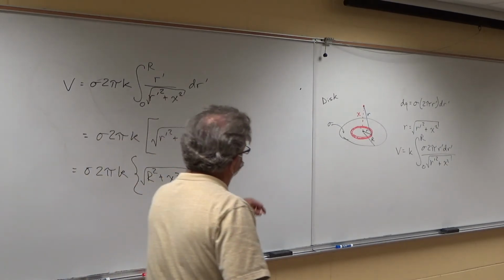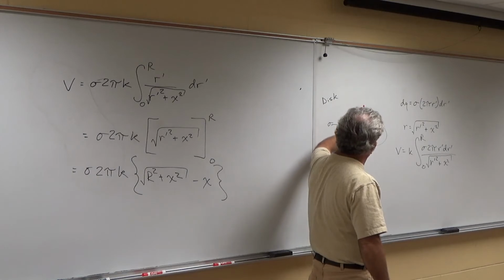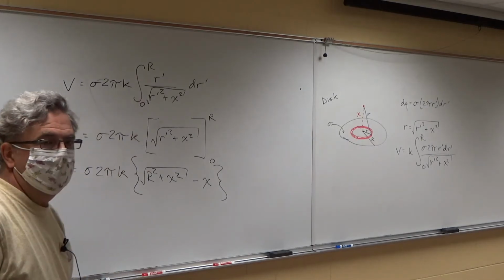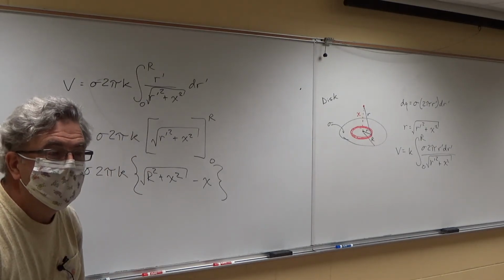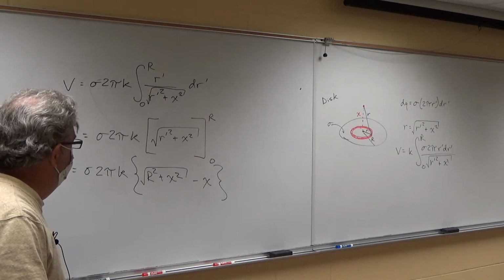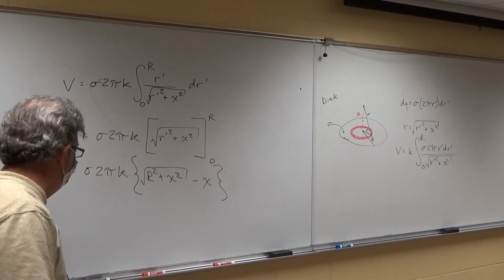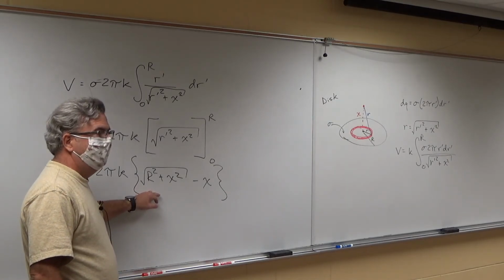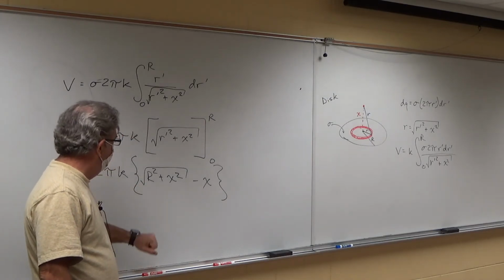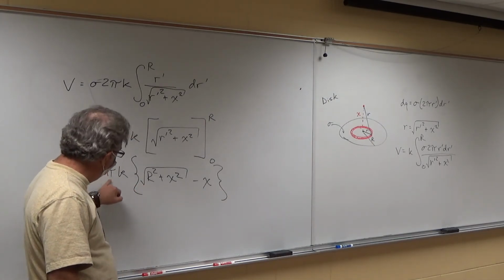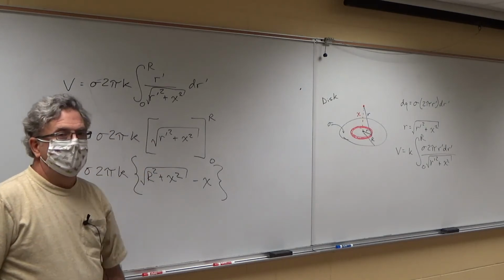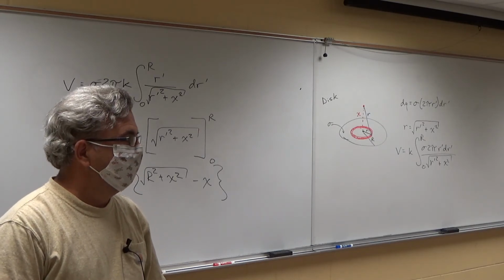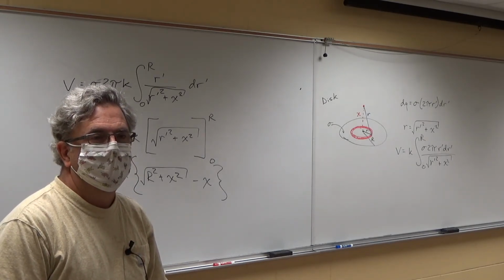So I'm saying you're moving along x and you're letting it go to 0. What happens to the potential? It goes to a constant, right? That's 0, that's 0. You get sigma 2 pi k r. You get a constant. That's okay. All right.